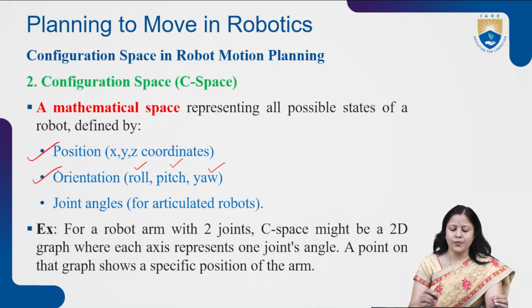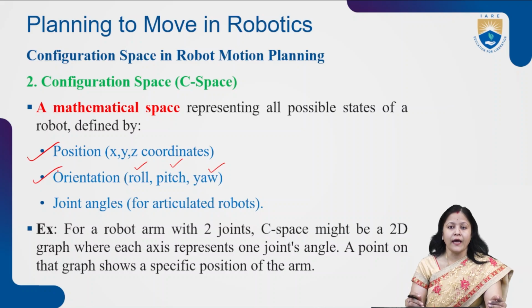So orientation should be mentioned, along with all the joint angles for articulated robots. Now you can see the example here: for a robot arm with two joints, C space might be a 2D graph where each axis represents one joint angle. A point on the graph shows a specific position of the arm.